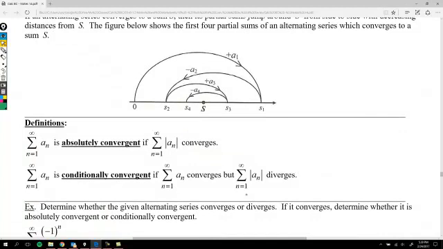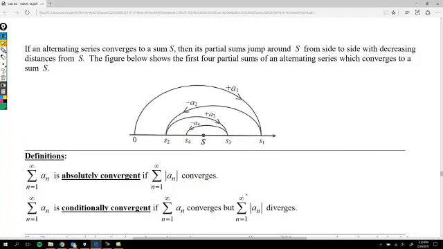This is just a graphic showing what happens in an alternating series and why it can converge. You see that it keeps bouncing, and it does get closer and closer to this final solution here, to our final sum, which is what the S stands for.